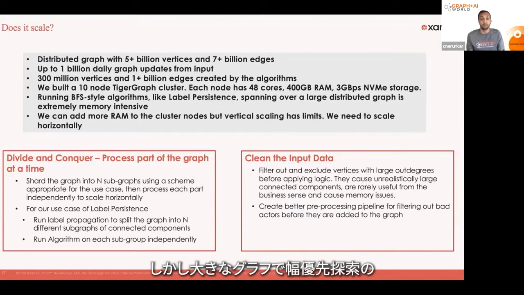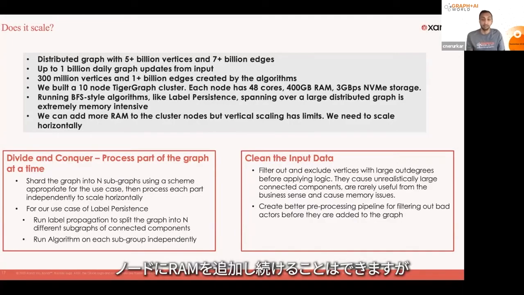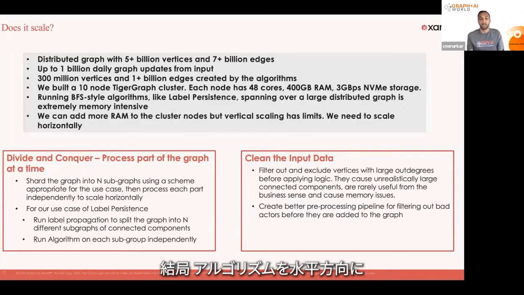But when you are running breadth-first search style algorithms, like label propagation, on a large graph, it's very easy to run into memory problems since it's extremely memory intensive on a per node basis. We can continue to add more RAM to our nodes, but at some point, we're going to hit a ceiling and we need to be able to scale our algorithms horizontally.